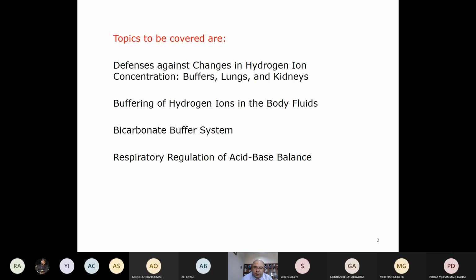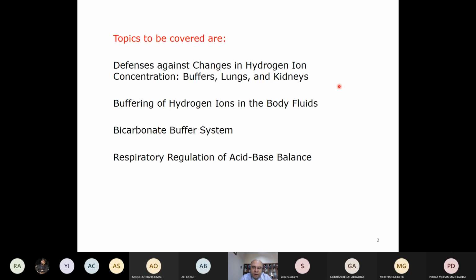What we are going to learn in these 2 hours: defenses against changes in hydrogen ion concentration. First, we are going to learn about buffers. We have buffers in the blood, in the intracellular area, in our kidney. There are different types of buffers we are going to learn.